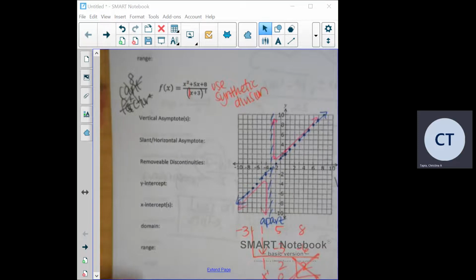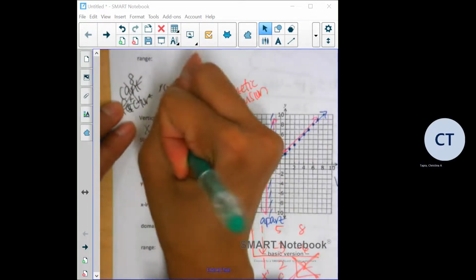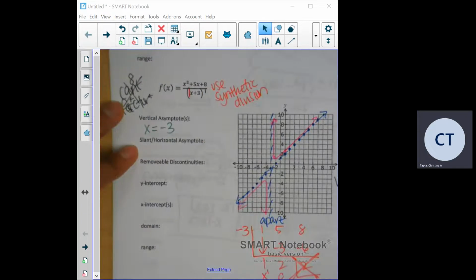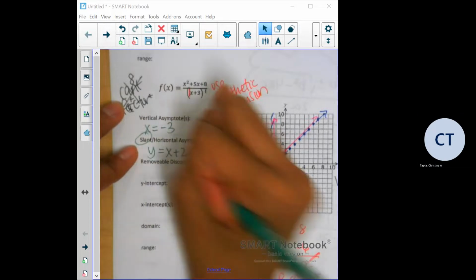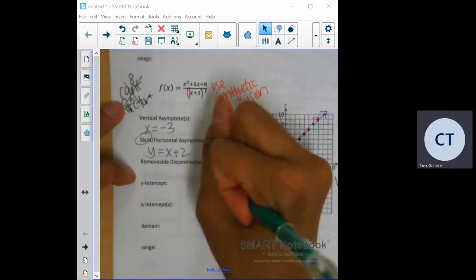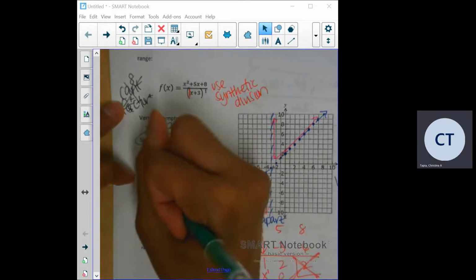All right, we're going to finish up a couple things. Melissa, what's the vertical asymptote here? We have it all written out on the right-hand side. Do we have a slant or horizontal asymptote? And what's that equation? Removable discontinuity is really just a hole. Do we have a hole for this? No, none.